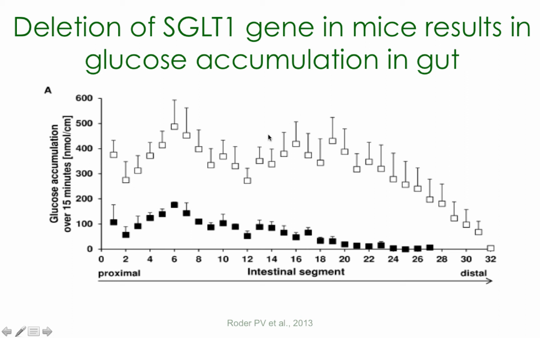Pretty cool. You can see here that those dark dots represent mice that would have the SGLT1 gene, so they're still producing the protein, the transporter, whereas these open squares would not have that gene, and thus they accumulate more and more glucose where they shouldn't, so it stays in the intestine. Pretty interesting.